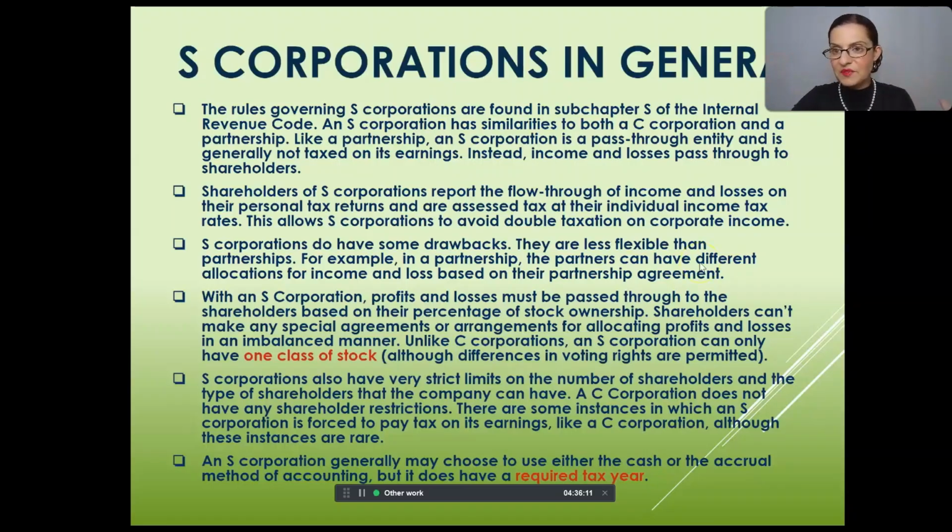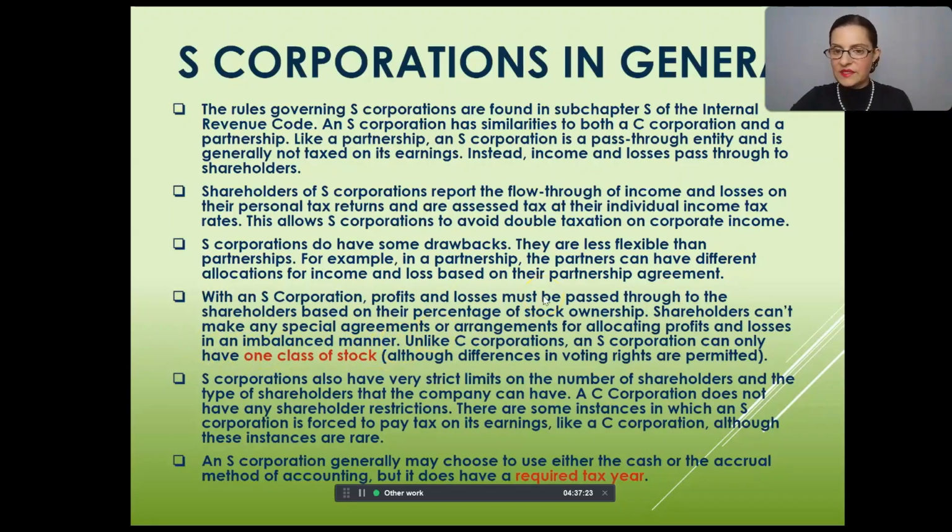And the most common type of terminating event for an S corporation happens to be situations where you have multiple shareholders and there's unequal distributions, where the distributions are not being made according to ownership stake. You can do that with a partnership. You cannot do that with an S corporation. With an S corporation, profits and losses must be passed through to the shareholders based on their percentage of stock ownership. There's no exceptions to that rule. Shareholders can't make any special agreements or arrangements for allocating profits and losses in an imbalanced manner.